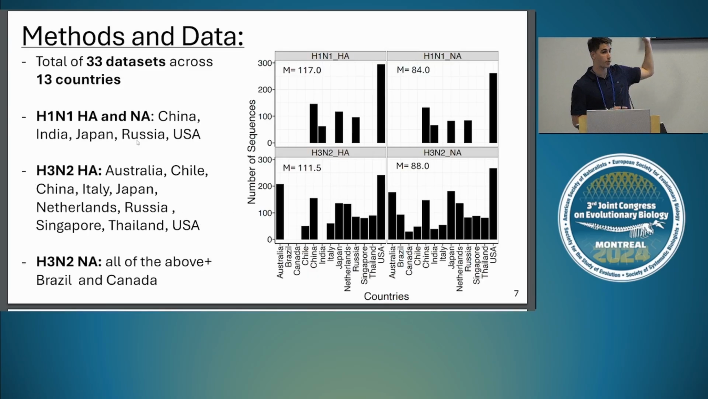We had a total of 33 different data sets across 13 countries. For H1N1, we had China, India, Japan, Russia, and the USA. We had more countries total for H3N2, 10 for the hemagglutinin and 12 for the neuraminidase. Unsurprisingly, the country that had the most sequences was the USA. On average, we had around 110 sequences for the hemagglutinin and around 85 to 88 for the neuraminidase across different countries. But some countries had way fewer sequences than others. For example, Canada only had around 30 sequences.